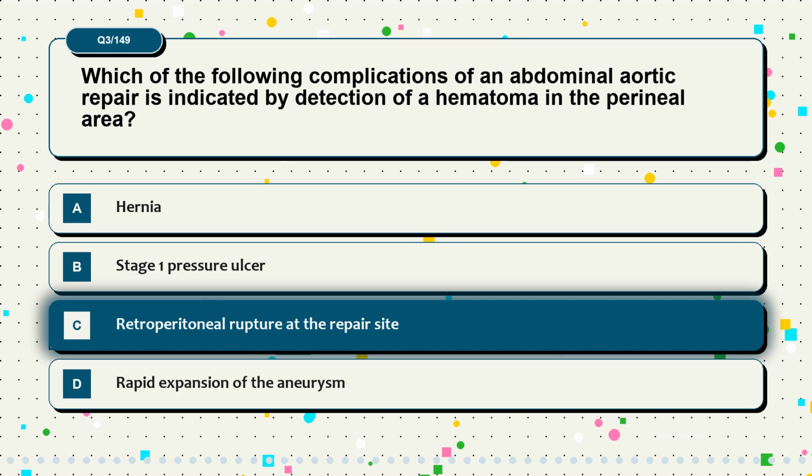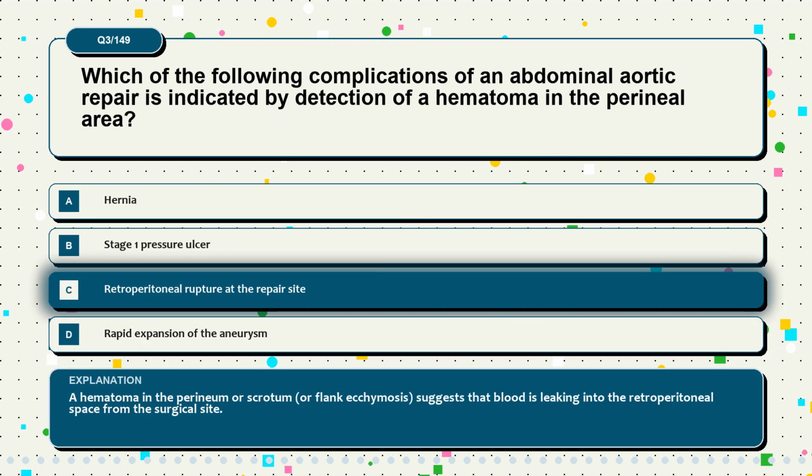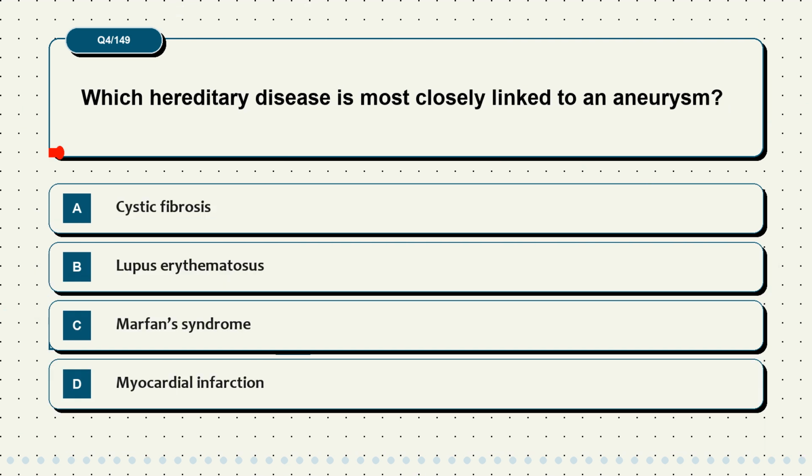The correct answer is option C, retroperitoneal rupture at the repair site. A hematoma in the perineum or scrotum, or flank ecchymosis, suggests that blood is leaking into the retroperitoneal space from the surgical site.